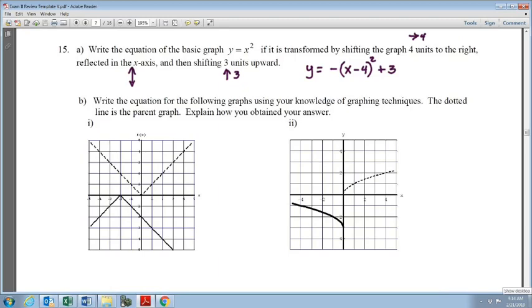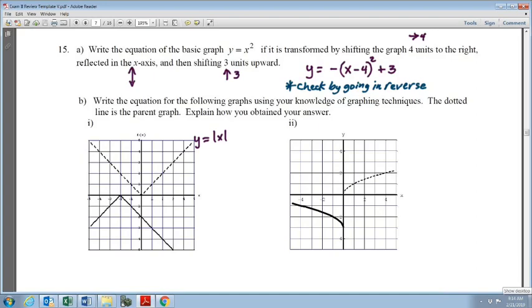So on part B, it says write the equation for the following graphs using your knowledge of graphing techniques. The dotted line is the parent graph. Explain how you obtained your answer. So look at part B. I'm sorry, I didn't make that comment at the top there. I'm going to put that there. Part B, so y equals the absolute value of x. That's what that function is. Remember, the parent one is the dotted line there.